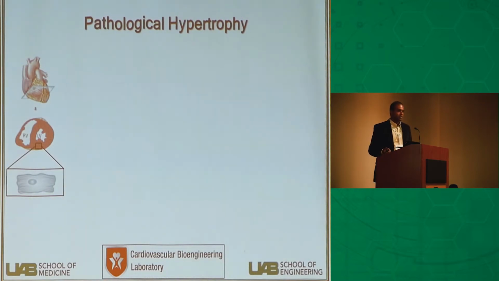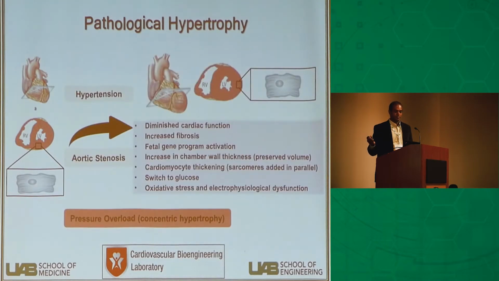Contrast this to pathological hypertrophy, and this can occur in two ways. The first one is pressure overload due to conditions like hypertension or aortic stenosis, which would result in concentric hypertrophy. This is associated with diminished cardiac function, an increase in fibrosis, activation of fetal gene programs, and an increase in the chamber wall thickness. The volume is preserved. And in terms of cardiomyocytes, sarcomeres are added in parallel, so the myocyte itself becomes thicker, not longer.